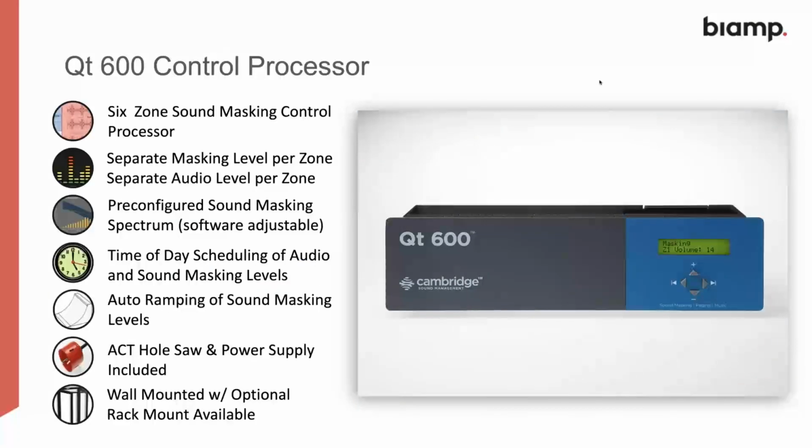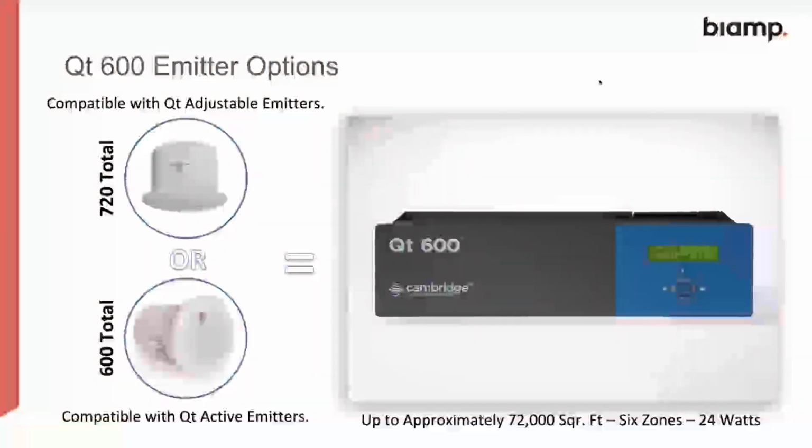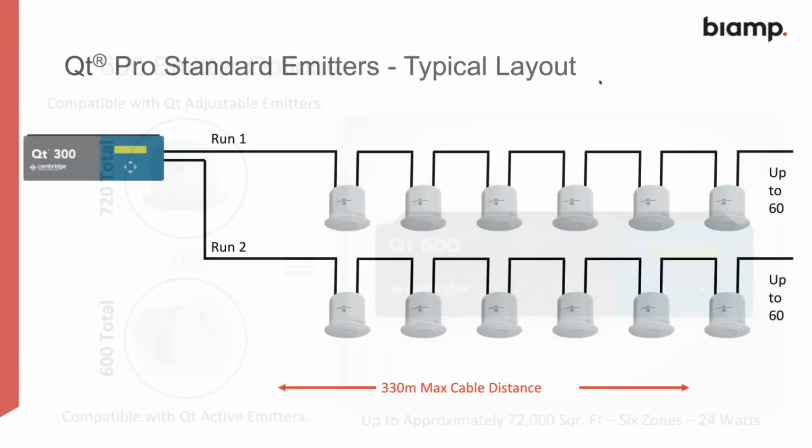The big brother is the QT600, very similar specification to the 300, except that you can control up to 6 zones with this. So this is for the larger spaces, or if you need to have substantially different sound levels in different zones. Just like the QT300, we have 4 sound masking generators per zone, 2 cable runs which support either 60 adjustable or 50 active emitters. We've got the built-in Ethernet and web server, 2 audio inputs which are zone adjustable, and again the 2 contact closures for fire alarm input. We can do larger areas here, right up to 72,000 square feet or 6 zones, and this time we can use 720 of the passive emitters or 600 of the active emitters.